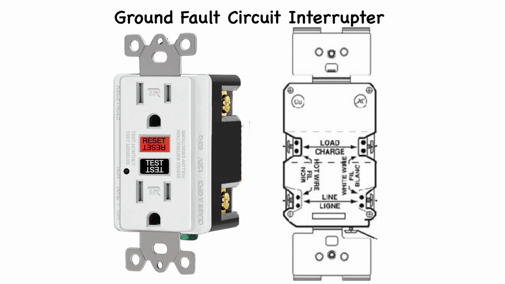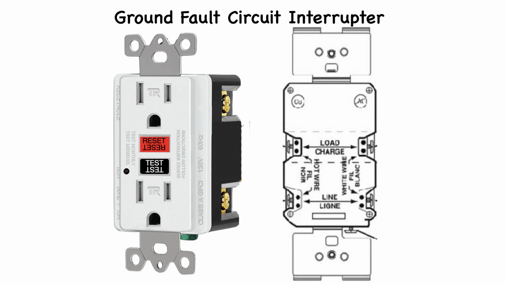As of 2014, a ground fault circuit interrupter or GFCI receptacle is now required in a laundry room for a washing machine. A GFCI stands for ground fault circuit interrupter. It's a device designed to protect against electrical shock by quickly shutting off the power to a circuit when it detects a ground fault or leakage current.